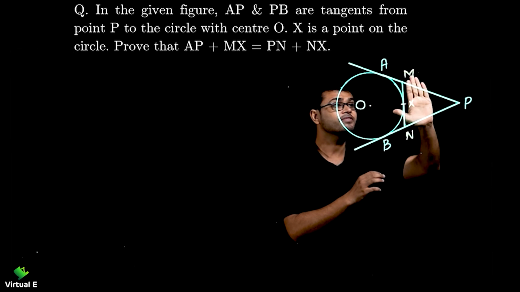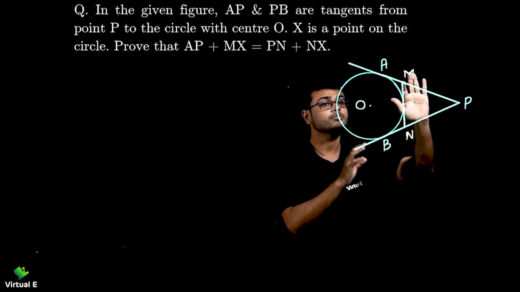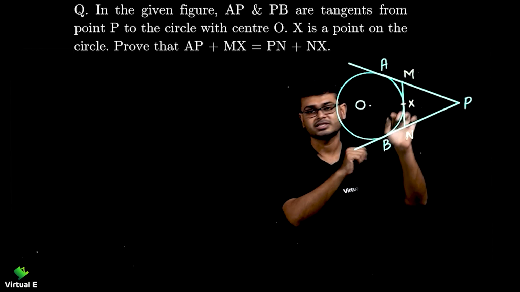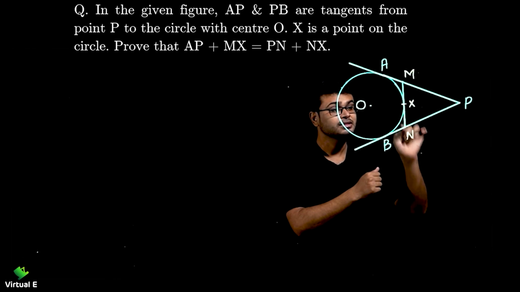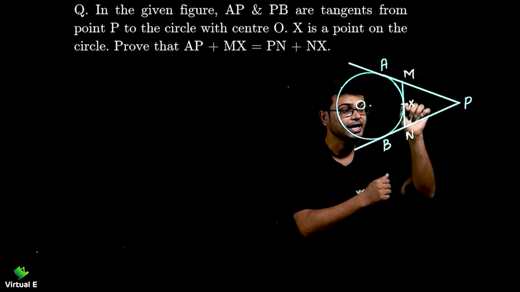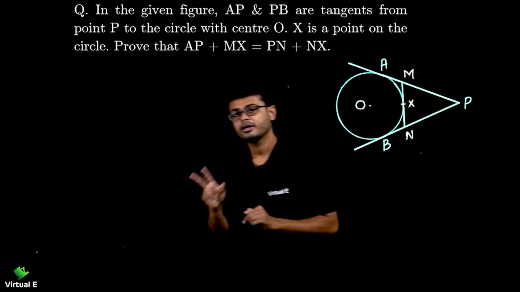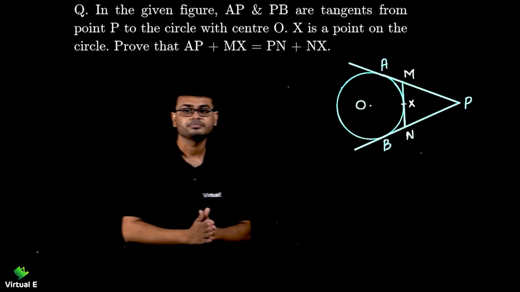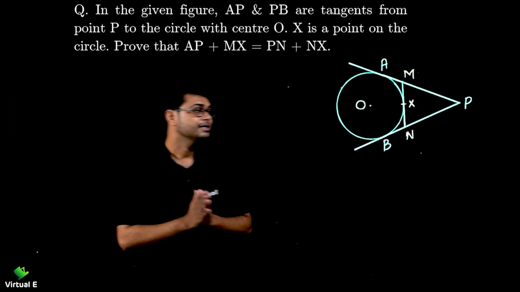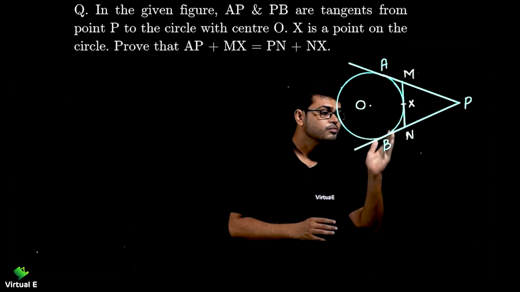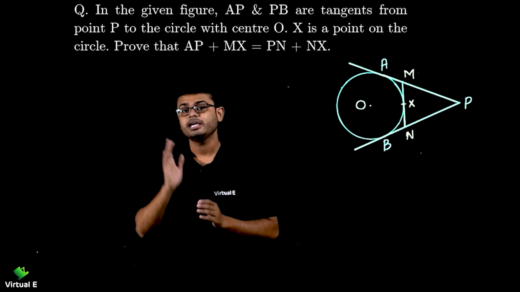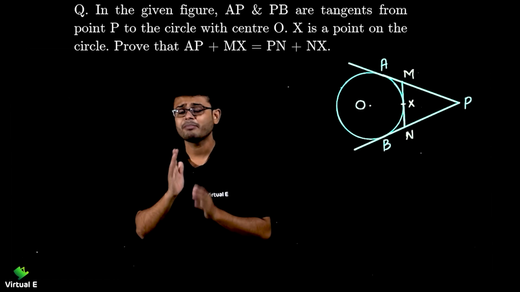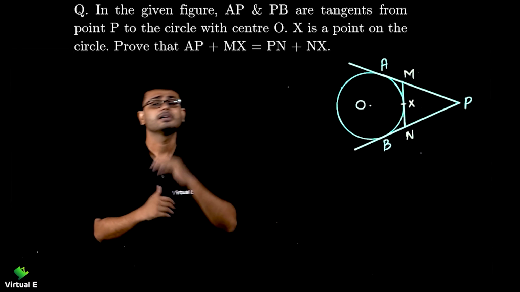If you see, let's forget this figure for a while and look from M. From M there are two tangents, MA and MX. Then from N there are two tangents as well, NX and NB. So there are three external points, and for all of them we are going to write the result that tangents from the external point to the circle are equal in lengths. Then let's see if we can manipulate something and get the desired result.